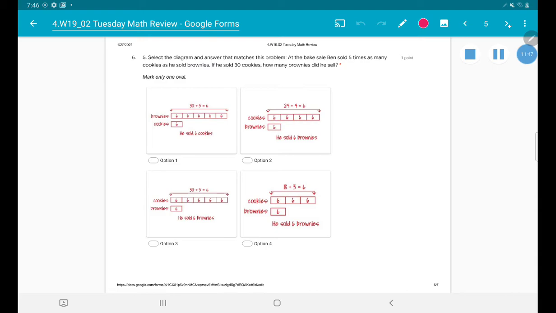And then for the last question today, it says to select the diagram and answer that matches this problem. At the bake sale, Ben sold 5 times as many cookies as he sold brownies. If he sold 30 cookies, how many brownies did he sell? At the bake sale, Ben sold 5 times as many, tells me to write the multiplication symbol, and that represents the cookies. That's 5 times the amount of cookies as he sold brownies.